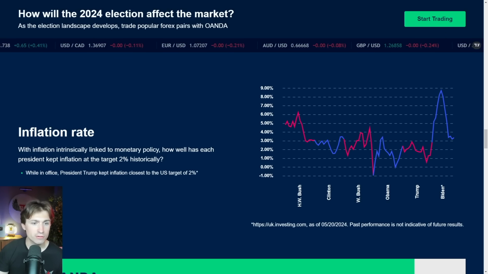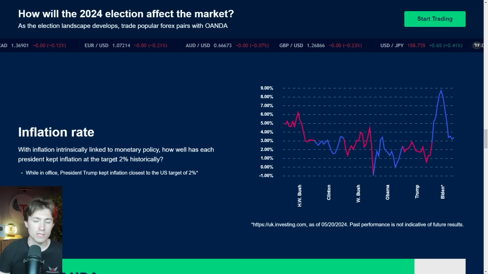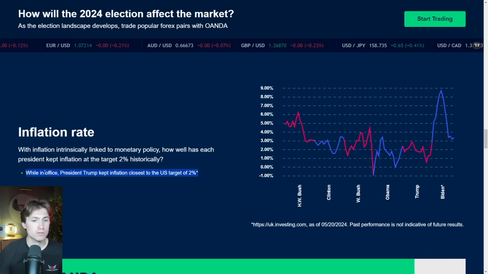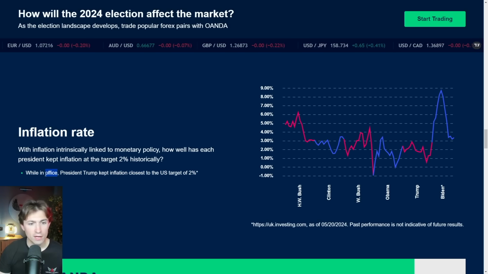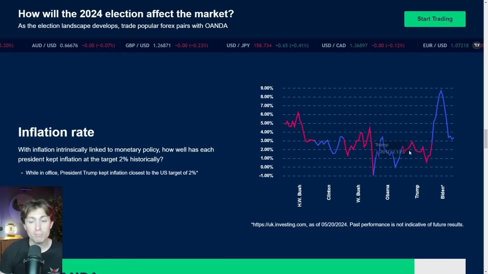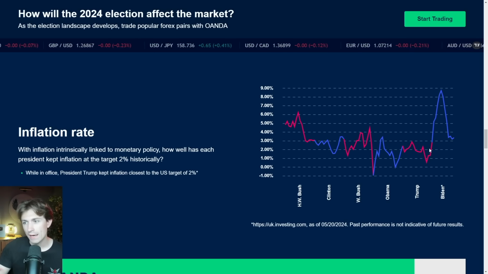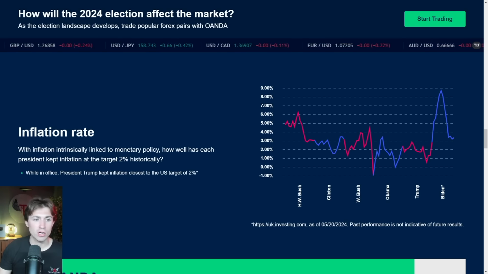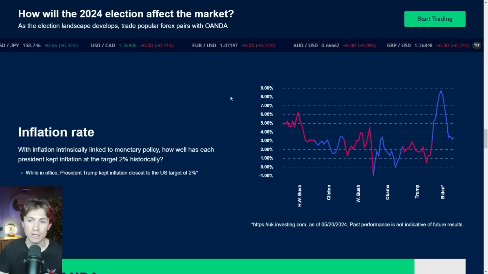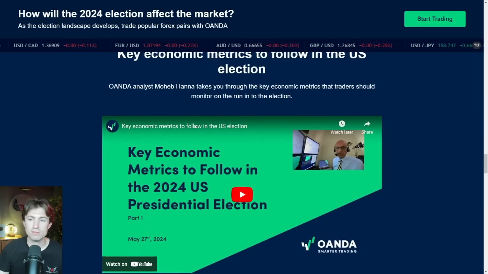So inflation rate. With inflation intrinsically linked to monetary policy, how well has each president kept inflation at the target 2% historically? While in office, President Trump kept inflation closest to the US target of 2%. So again, take it all with a grain of salt, because this is during a time in which there was a ton of money printing beginning during the outbreak of the pandemic that, of course, Trump was a part of. And then the post-pandemic effects, and we saw that inflation really come to roost. Again, not because of only what Biden was doing, but because the whole world was fighting a massive inflation war because of all the stimulus checks that had to go into saving the economy, if you will.